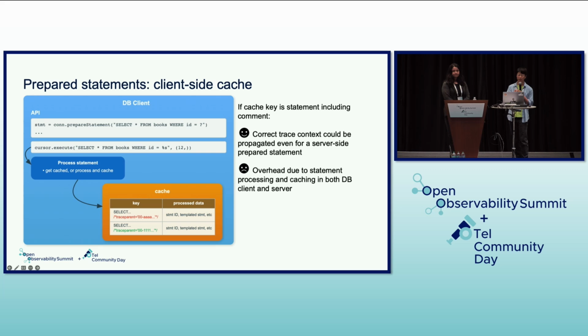If the cache key is the statement including the full comment, the good news is that the correct trace context could be propagated, sometimes even for a server-side prepared statement. The bad news is that by making every statement unique, we are interfering with the caching, causing unnecessary processing and really rendering the cache useless. And this would be both on the client side and the server side.